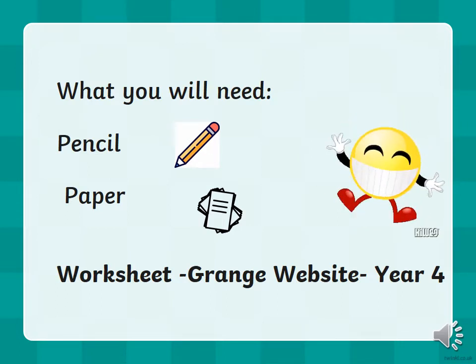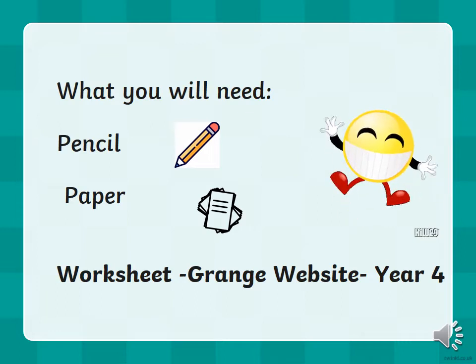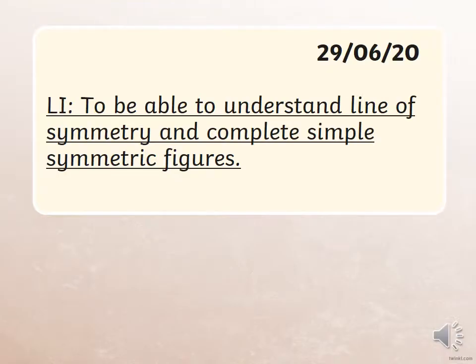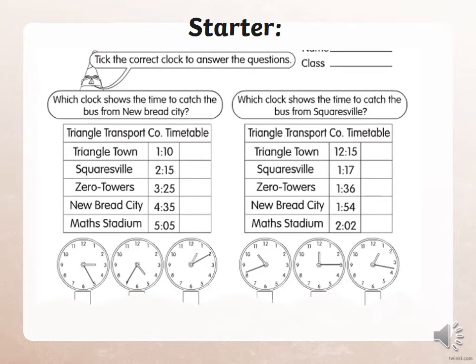Okay, so for this session you're going to need your pencil, paper, and again to access the worksheet from the grade website. Your learning intention for today is to be able to understand line of symmetry and complete simple symmetric figures. So you might need a ruler with it. Okay, so here's your starter.